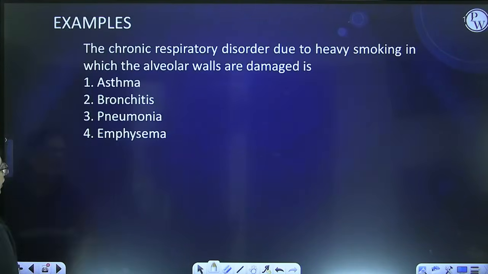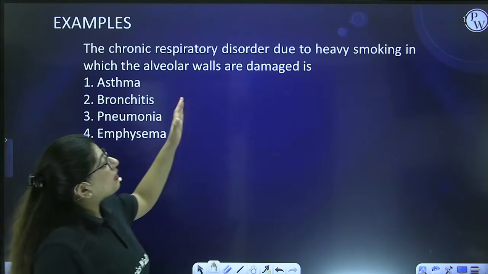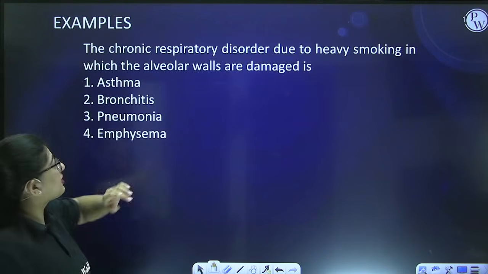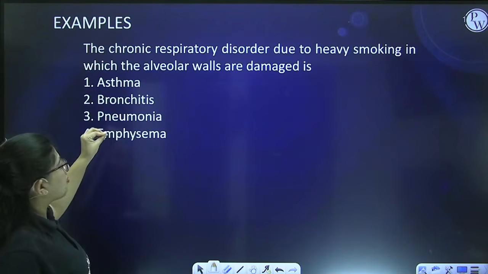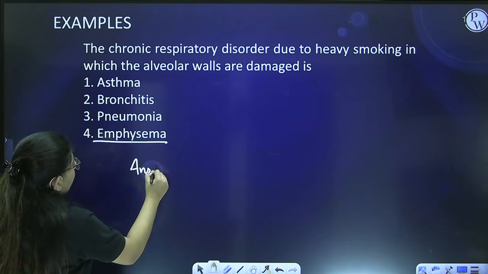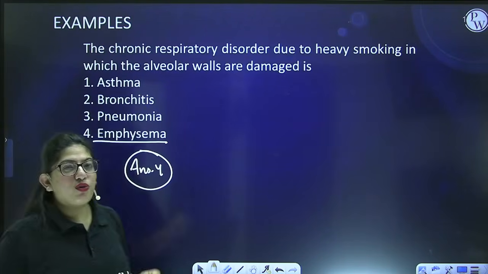It's worth the shot. So the chronic respiratory disorder due to heavy smoking in which the alveolar walls are damaged is asthma, bronchitis, pneumonia, emphysema? Simple. Cigarette smoking, emphysema.